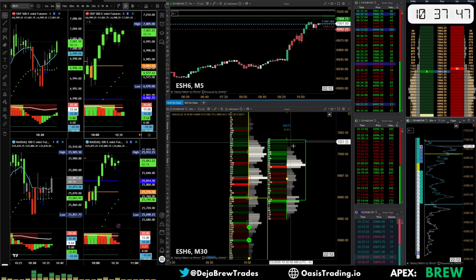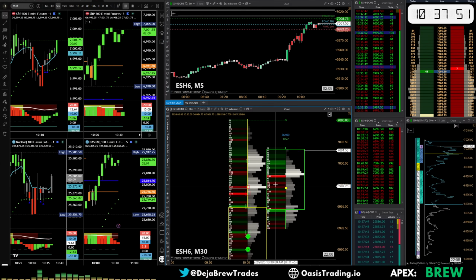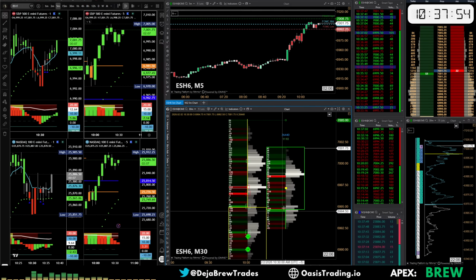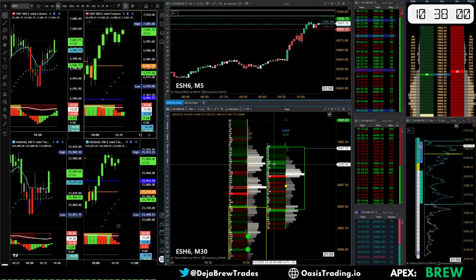How's this node looking? Pretty 50-50. Sellers are pushing down, obviously being bought back up. Buyers are buying the highs, being sold. Oh, I think my mouse just died. Give me 1 second.